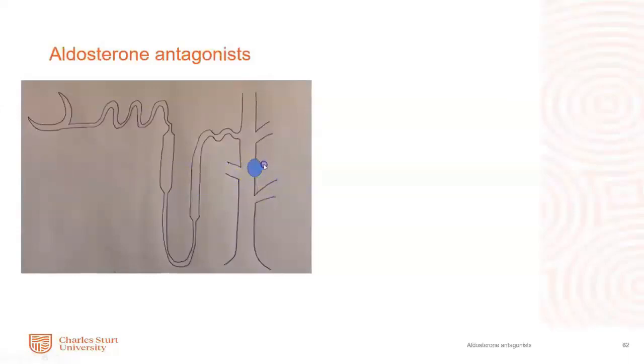Okay, now just keep in mind that with the more distal parts of the nephron, reabsorption is under hormonal control. Aldosterone acts on sodium reabsorption, and we also have in the collecting duct the action of antidiuretic hormone in terms of water reabsorption. But here we're concerned with these aldosterone antagonists, right?